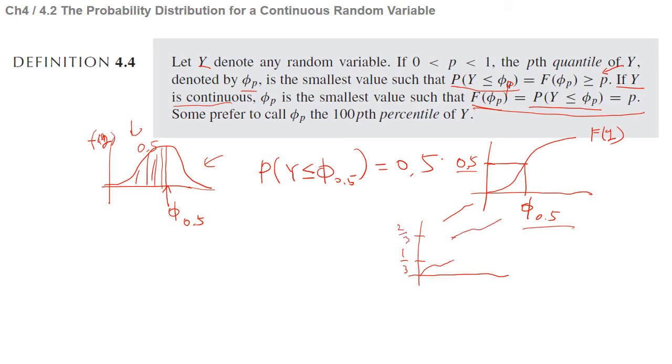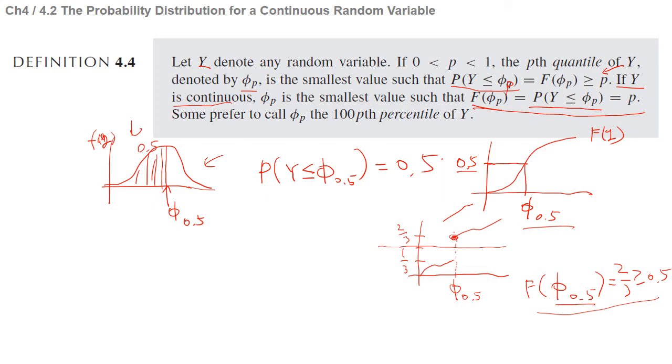In this case, you don't have a 50th percentile exactly. However, by the definition, let's say this point is 0.5. Then F of pi 0.5 is 2 over 3, which is greater than or equal to 0.5, and this is the smallest value that makes this possible.